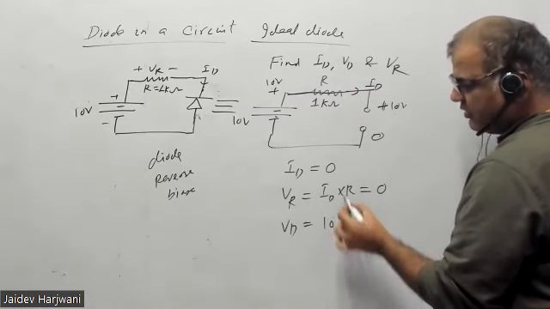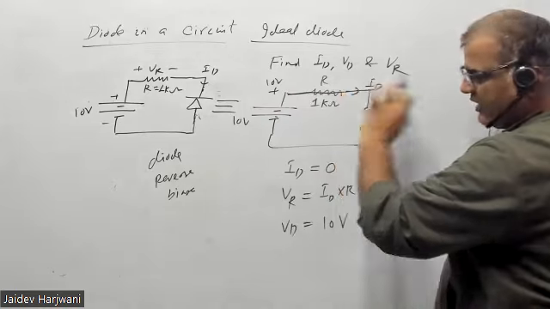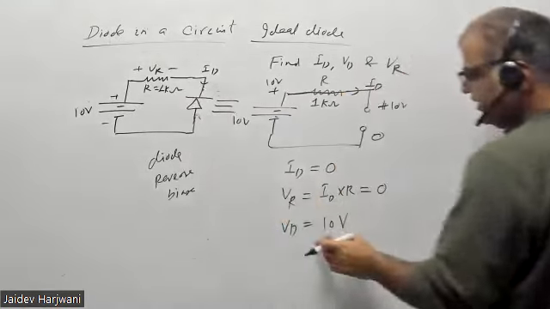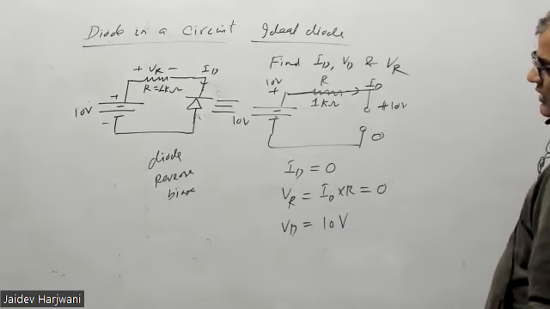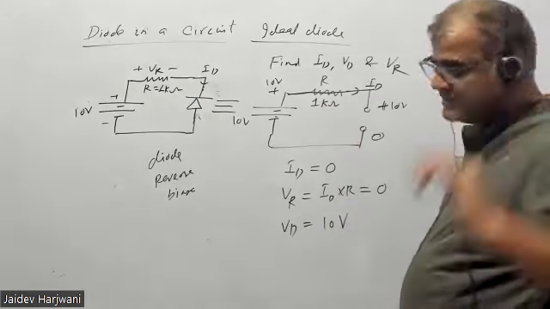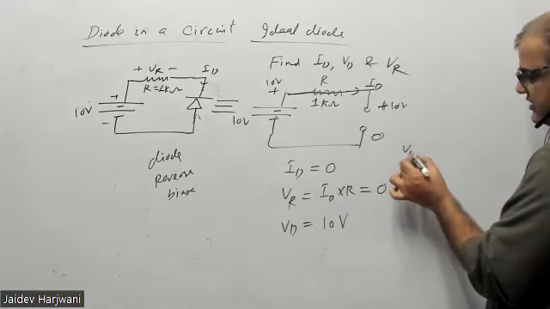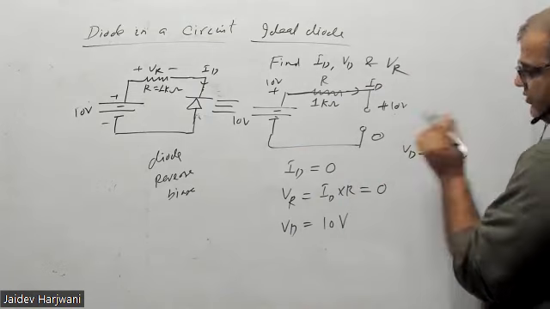10 volt. So all the voltage will be applied across the reverse-biased diode. So VD is 10 volt. Now, that student is correct, because we always measure VD as VP minus VN. That is correct.